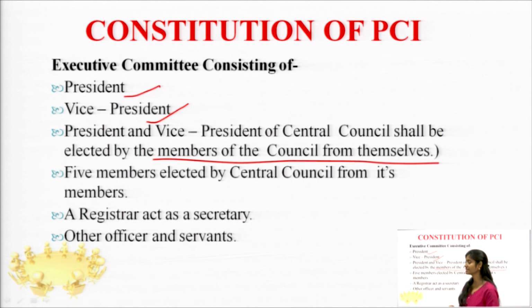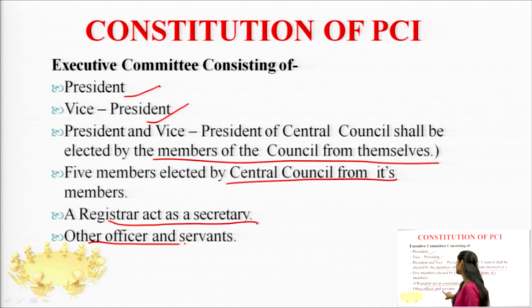The 5 members elected by the central government council from its members, a registrar acting as a secretary, and other officers and servants form the committee. So with these people we are formulating an executive committee. ये सारे members उन्हीं में से बने हैं जो हमारा council बना था 20 people का, तो उनका कोई total number नहीं है.